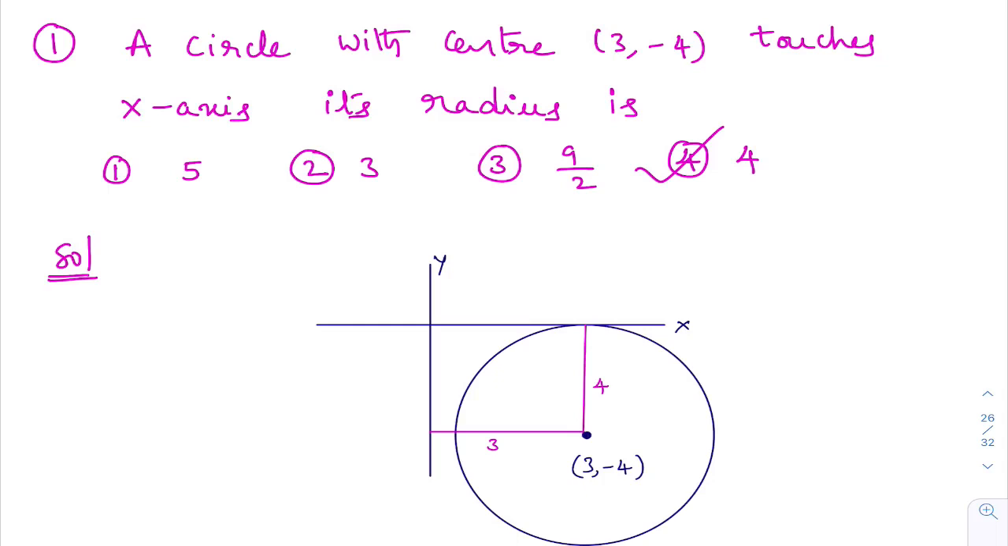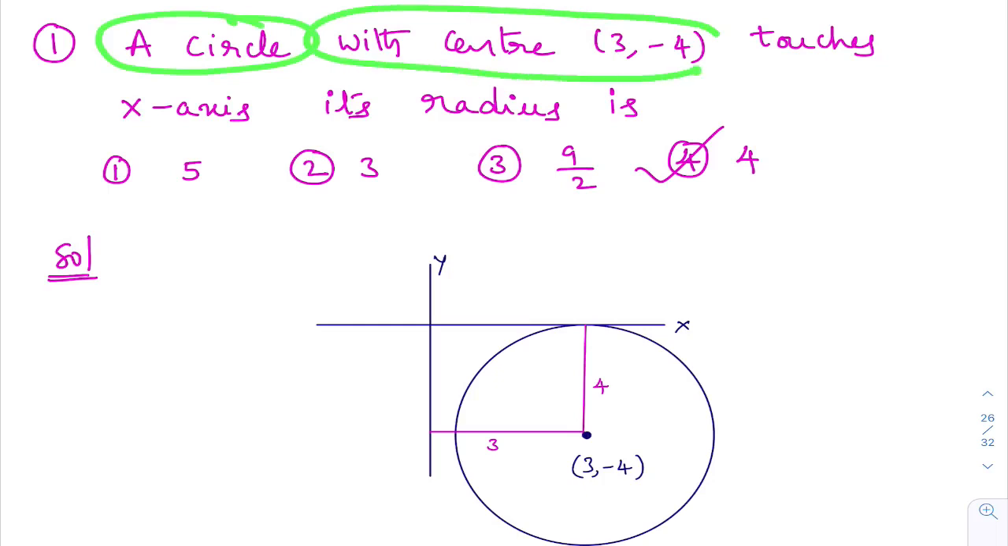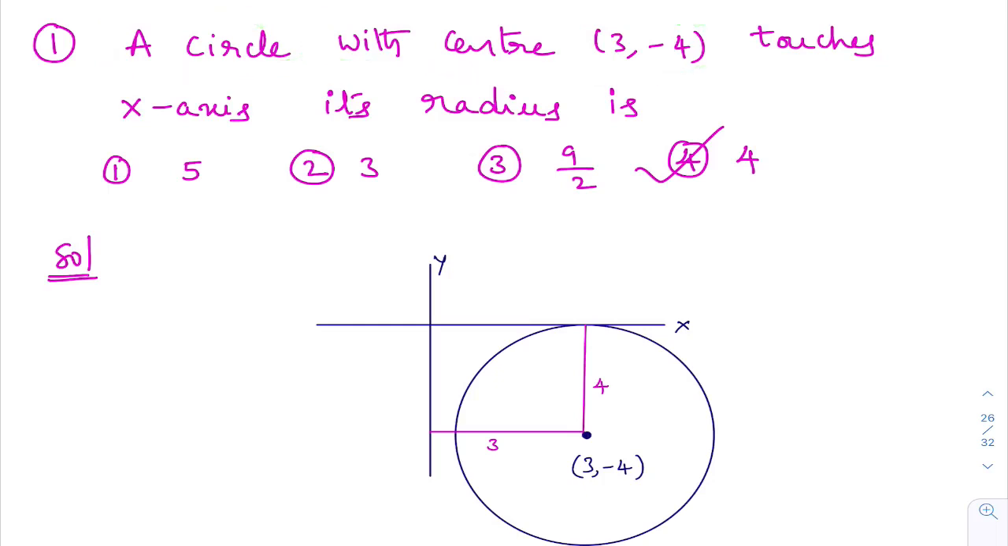You observe this question: a circle with center (3, -4). For the circle, the center point is given as (3, -4). They are saying that this circle touches the x-axis. Then what is its radius?